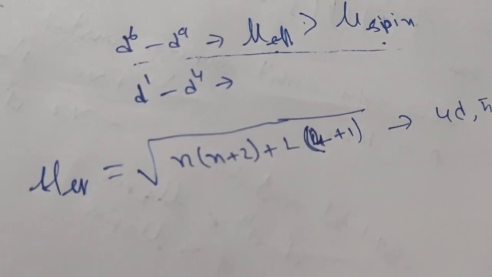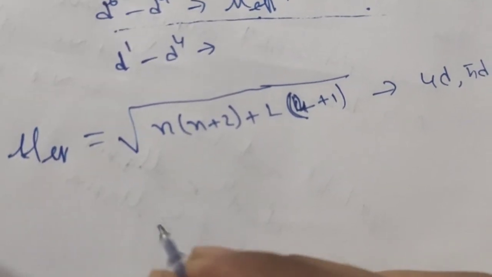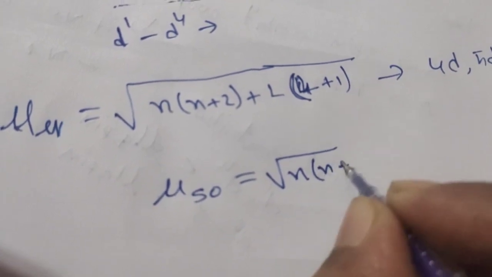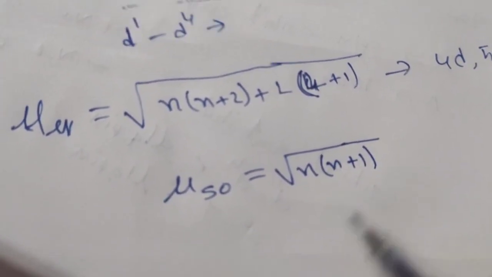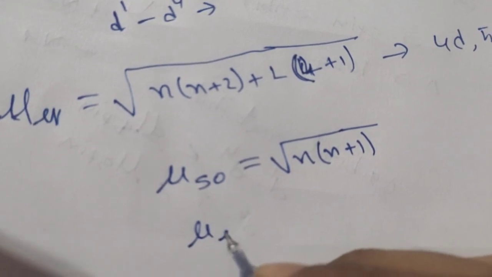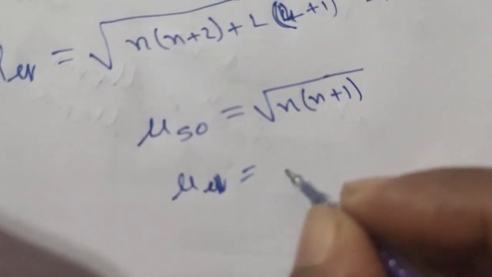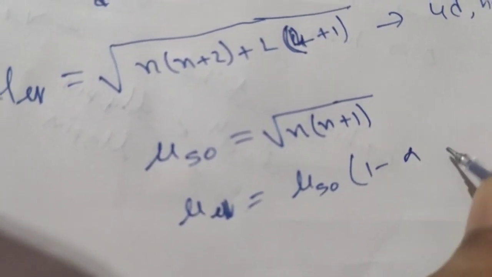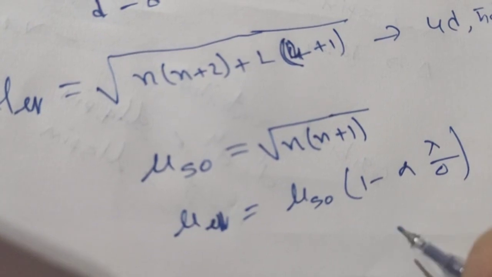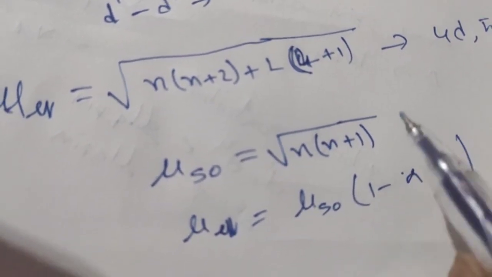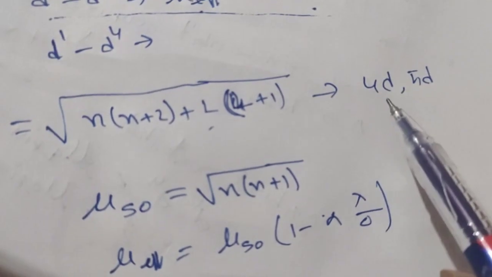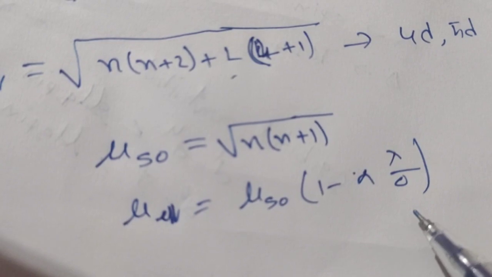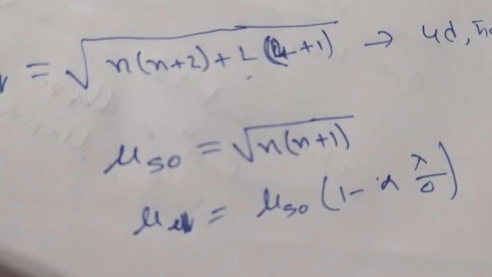So you just need to remember these few formulas. Again, for spin only, n into n plus 2, and when orbital contribution takes place, it will be mu of spin only minus alpha into lambda by delta. That's all. These three formulas: this one is for 4d and 5d, this one is for everyone, and this one is for 3d elements. Okay, so that's all.